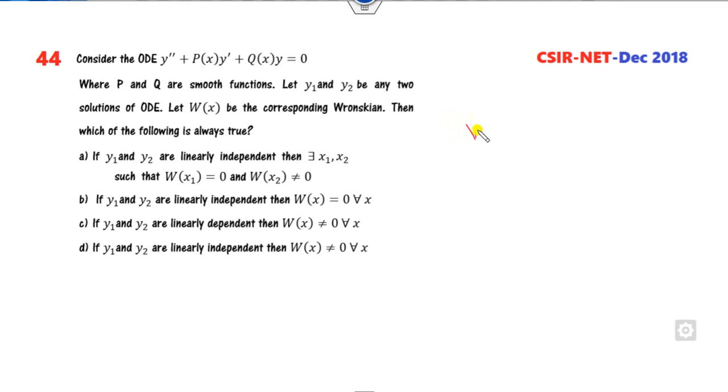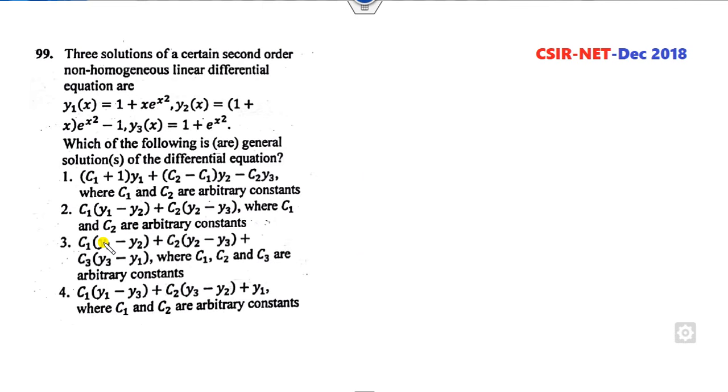Again a simple Wronskian is there. Wronskian is 0, LD; non-zero, LI. So if they are LI, Wronskian is non-zero. LD, cancel, independent, cancel, cancel. The right answer is only D.